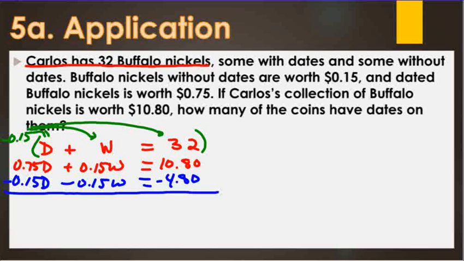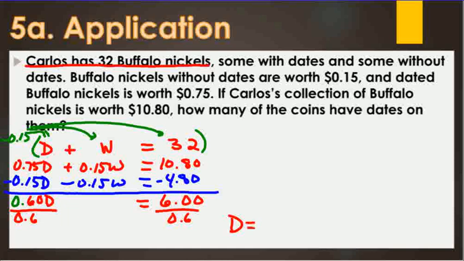Now I can add straight down. 0.75 minus 0.15 would be 0.60 D equals 1080 minus 480 would give us $6. Divide by 0.6, so our D would equal, so 6 divided by 0.6 give us 10. So I have 10 nickels that have dates on it.